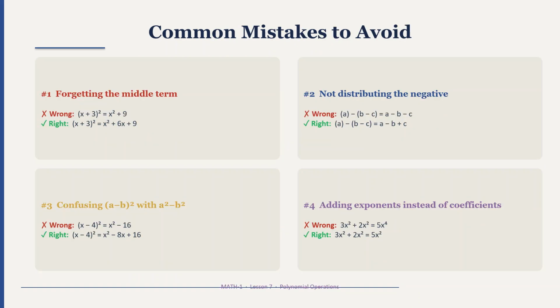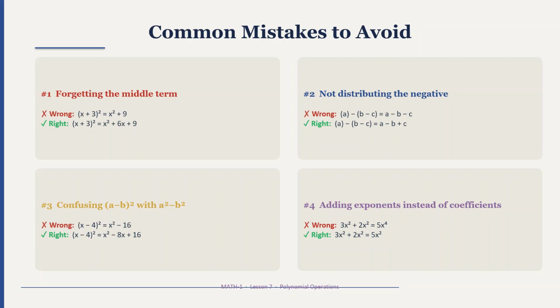Before we jump into the quiz, let us review the 4 most common mistakes I see with polynomial operations. Mistake 1. Forgetting to distribute the negative sign to every term when subtracting. Students often only flip the sign on the first term of the second polynomial. Remember, the minus sign applies to all terms inside the parentheses.